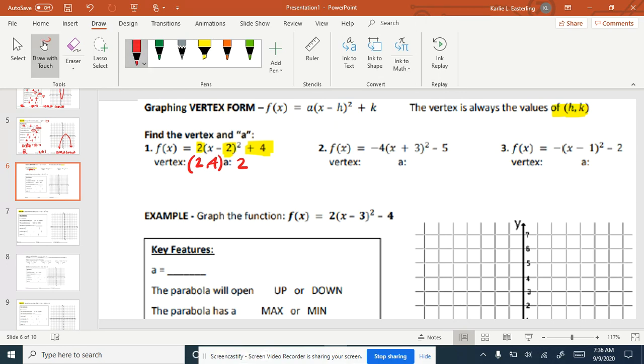All right. For number 2, our vertex is negative 3, negative 5. The reason for that negative 3 is because the form has that minus there. So our literal h value is negative 3. And our a value here is that negative 4.